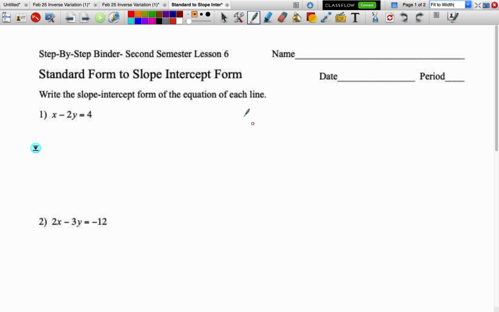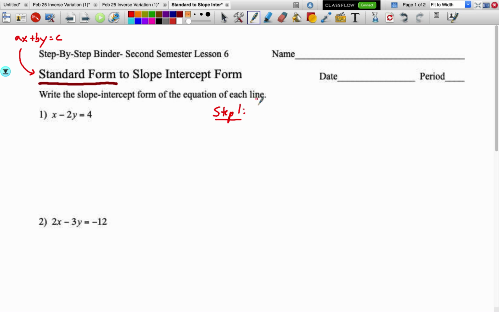Step by step, how to write the slope-intercept form of the equation of a line, and all of these equations are going to be given in standard form. Maybe make a note up at the top, what is standard form? Standard form is ax plus by equals c, where a and b are some coefficients and c is the constant. X and y are still our variables. All right, step one.